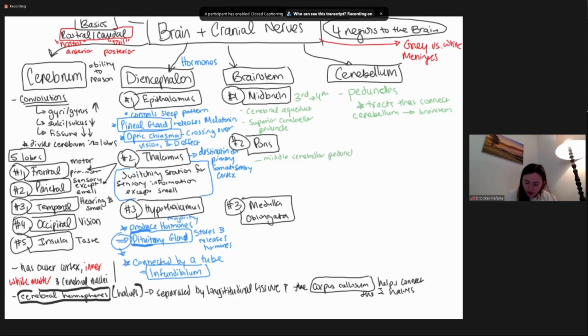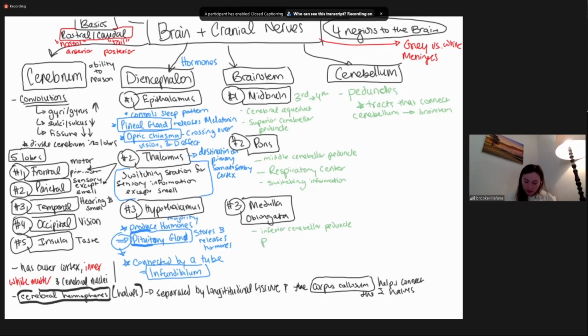Again, this is just a tract, which is a myelinated group of axons that's connecting the cerebellum to the pons. Then the medulla oblongata has the inferior cerebellar peduncle. All right, now for the function of the pons. The pons functions as the respiratory center. That is its main function. It also has a little bit of a function for switching information, kind of like how we talked about with the thalamus.